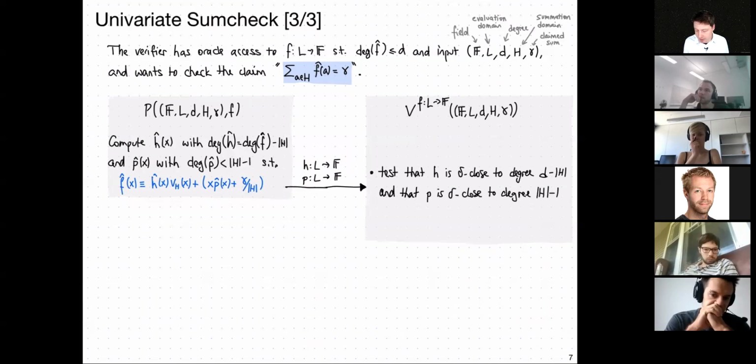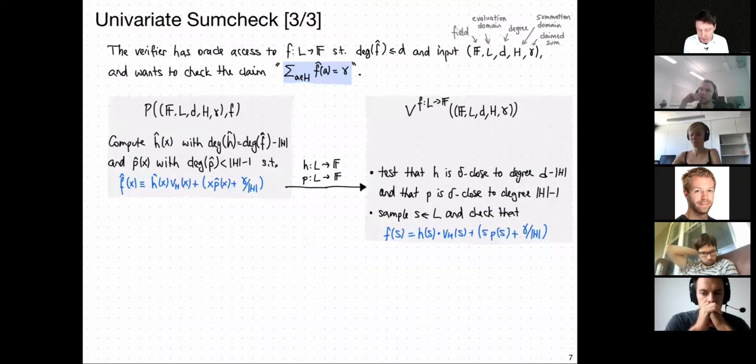The verifier is going to test that H has degree that is close to what it should be for the quotient, and P is checked to be close to degree that is -1 what it should have been for G hat, because P hat is supposed to be all the non-zero coefficients of G. And then we're just going to test at a random point that this equation holds: F of S equals H of S times VH of S plus this thing. So that means that I query each of these at one point, and then I evaluate this expression. We're going to argue this carefully.